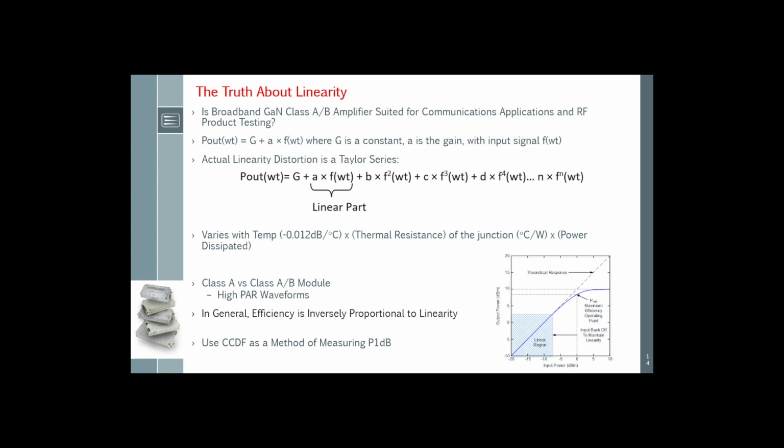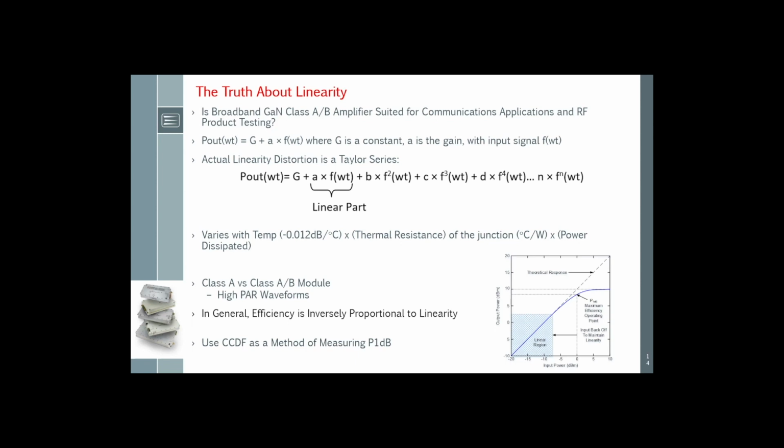In a class AB amplifier, the opposite occurs. As you increase your input power, the current goes up, and the power dissipation in absolute value goes up in the device. The junction temperature tends to increase, and therefore the gain goes down, using the formula minus 0.012 dB per degree C of the junction.